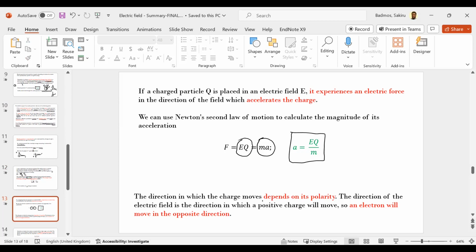The direction in which the charge moves depends on its polarity. The direction of the electric field is the direction in which a positive charge will move. That's how you figure out the direction in which the particle will move. An electron will move in the opposite direction. If you have a positive charge, it's going to move in the same direction. So if this is a positive charge brought near the field, it is going to move away that way, or an electron will move that way, because there will be an attraction. So it is negatively charged.